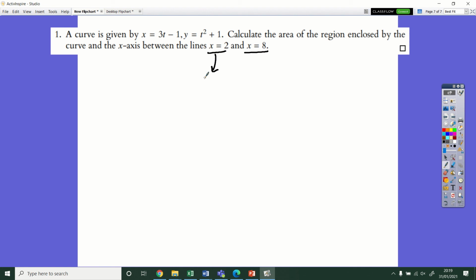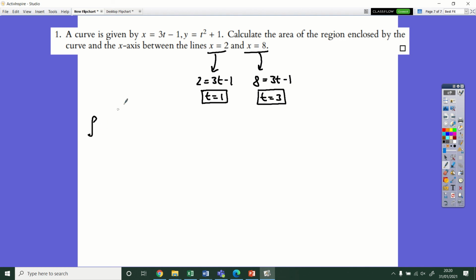So when x is 2, that means that 2 equals 3 times t minus 1, and then you can solve that quite quickly. Add 1 and divide by 3 gives you t equals 1. And then if x is 8, you've then got 8 equals 3t minus 1, which easily again solves for t equals 3. Okay, so make sure that you do that in order to have your integral bounds in terms of that variable t this time.